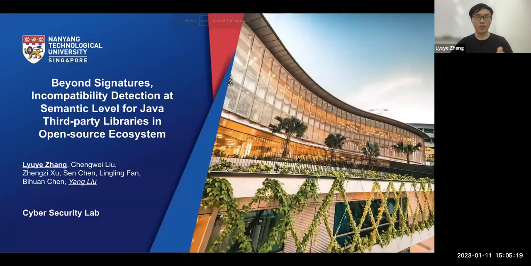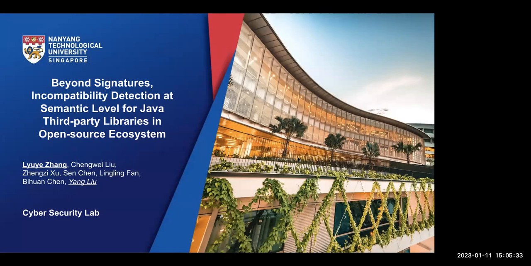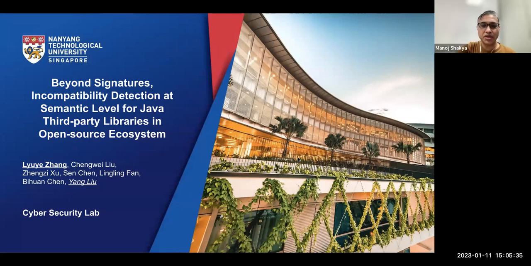Okay, thank you for inviting me. My name is Lyuye Zhang from Cybersecurity Lab. My topic today is about the incompatibility detection at semantic level for the Java library. This topic is a subfield of the governance of open source ecosystem and the software supply chain. So it's basically based on software engineering.